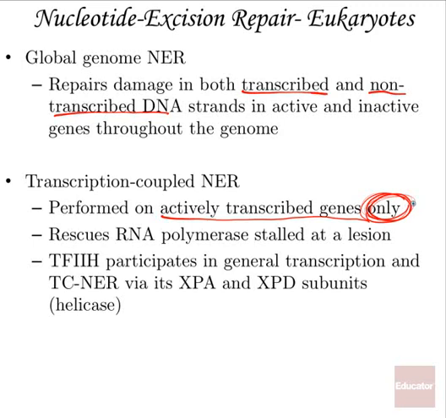Now, transcription coupled NER, so TC-NER, rescues a stalled RNA polymerase at whatever this lesion is. And what we have is transcription factor 2H, TFIIH, participating in general transcription as well as transcription coupled NER. So it's already there. It participates via its XPB and XPD subunits, the helicase. And this is important to help get RNA polymerase 2 through this lesion and continue on through transcription. Otherwise, we can have problems and eventually lead to the cell undergoing apoptosis.